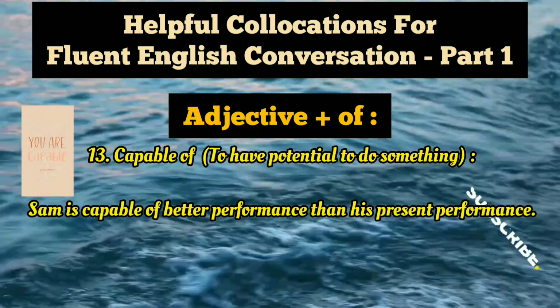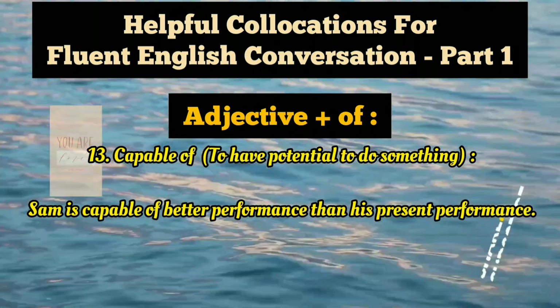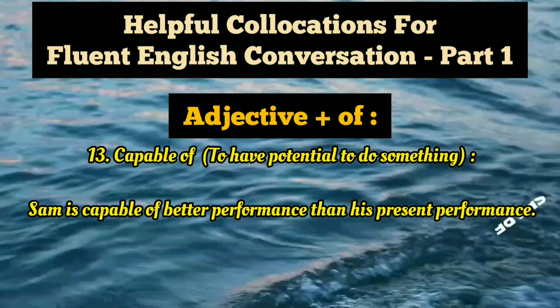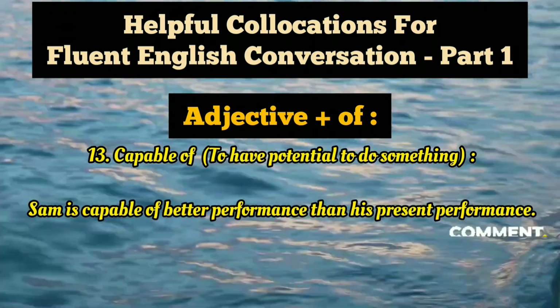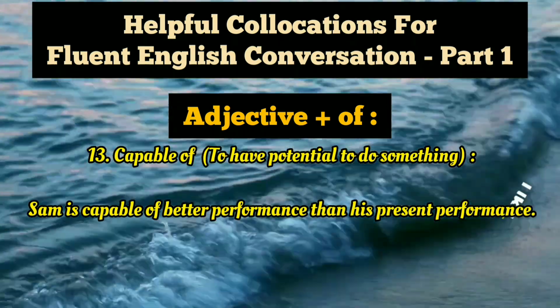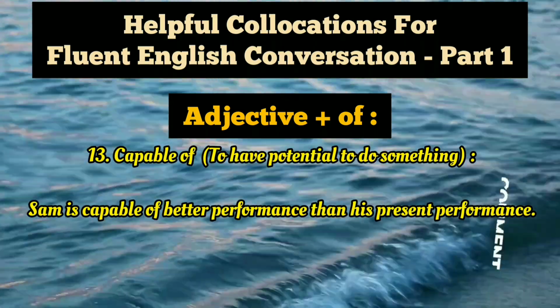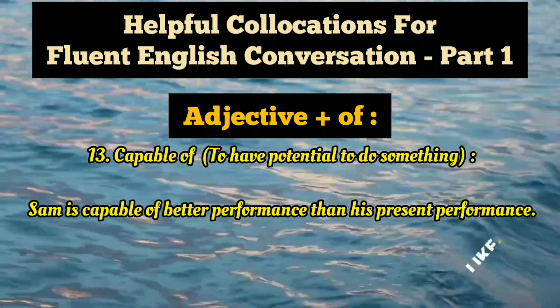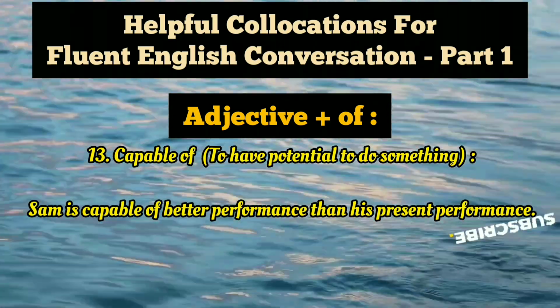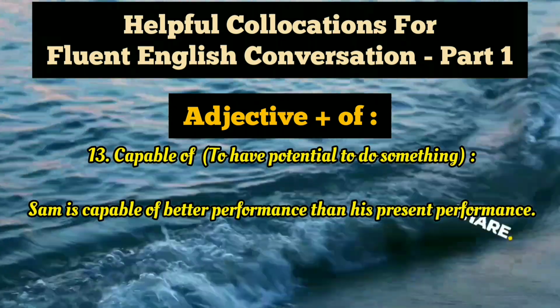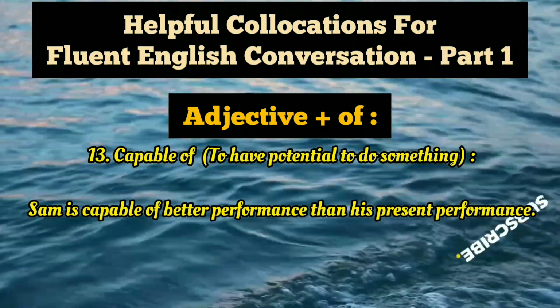Sam is capable of better performance than his present performance. That means he has the potential to perform better than what he is doing at present. That's why this collocation is used, capable of. So I'm quite sure it's clear how to use this wonderful collocation. It's very useful. Try to use it in your conversation.